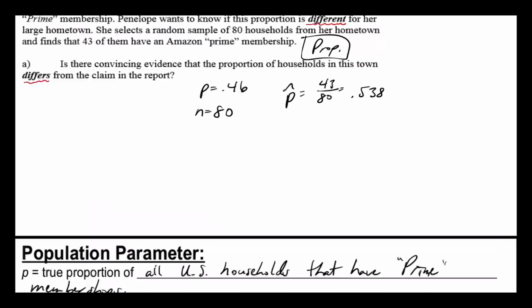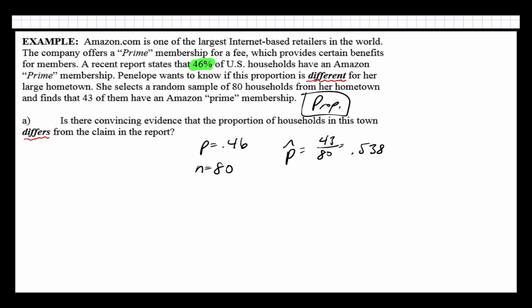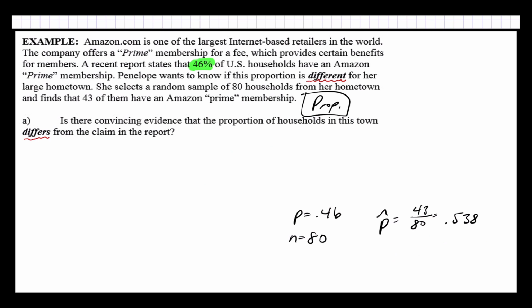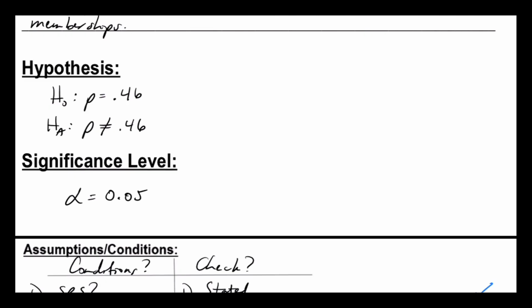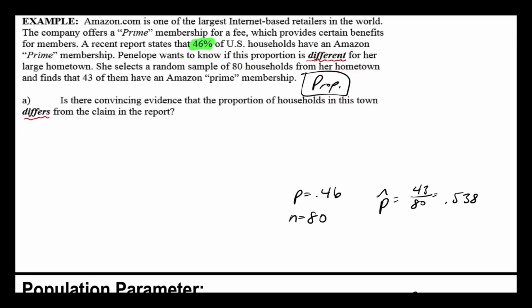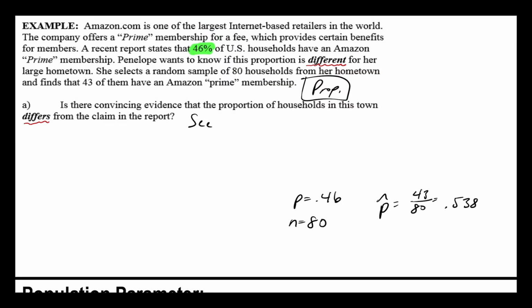So the beginning question, the first question, we kind of skipped over. Did we answer this question? Did our conclusion successfully answer that question? If we did, we're good. We don't have to answer it again. So is there convincing evidence that the proportion of households differs from the claim in the report? Did we answer that in our conclusion? Okay, then we're good. We don't have to come back to it. You can if you want to. It'd probably be good to say C, conclusion, because that's where we answered it.